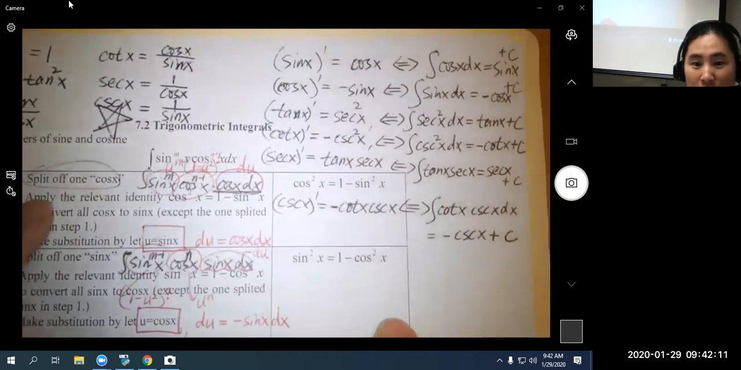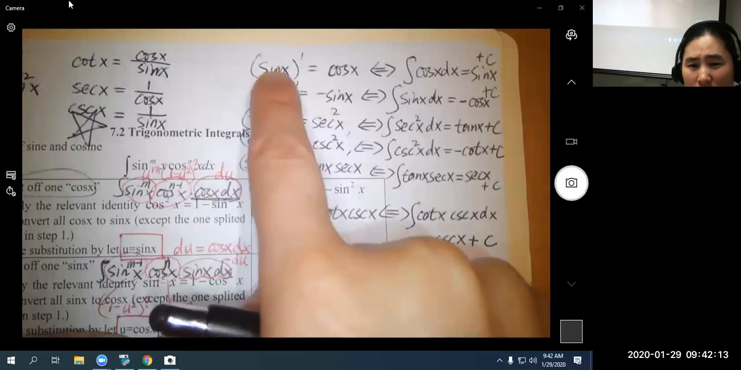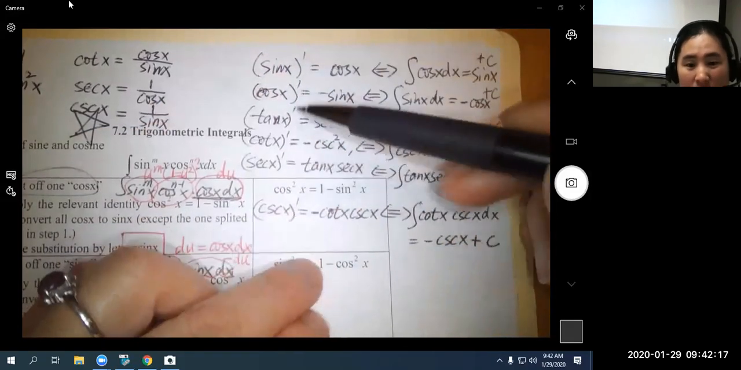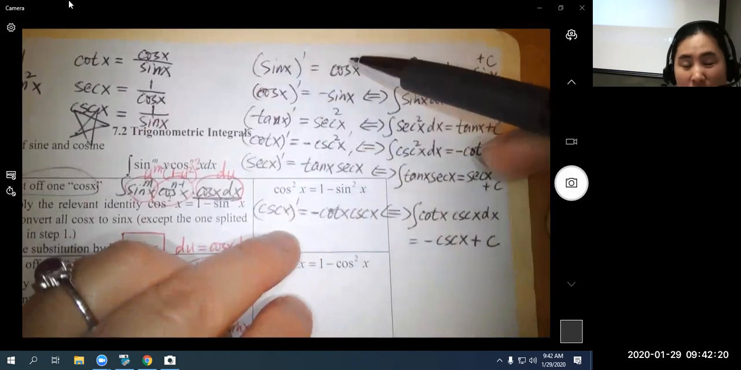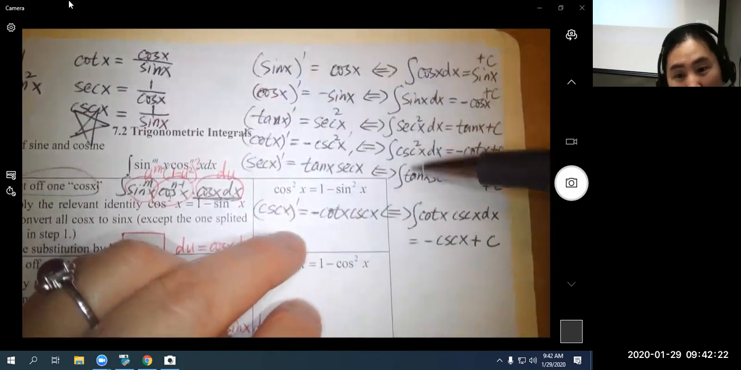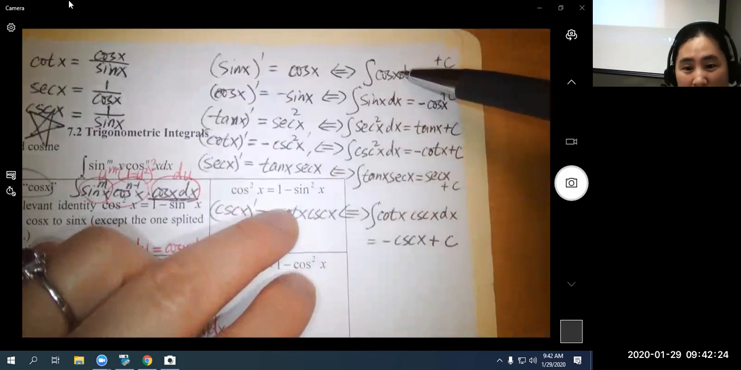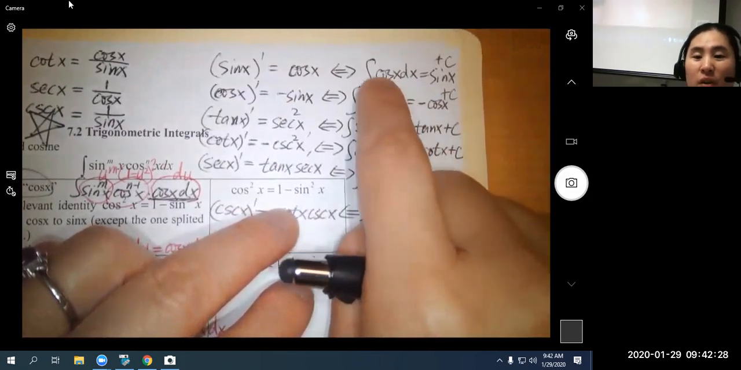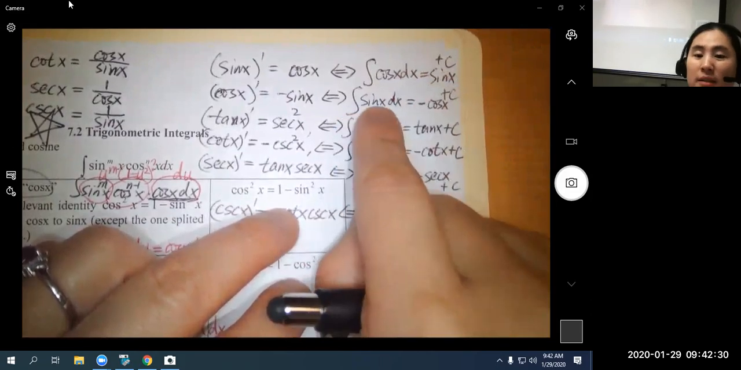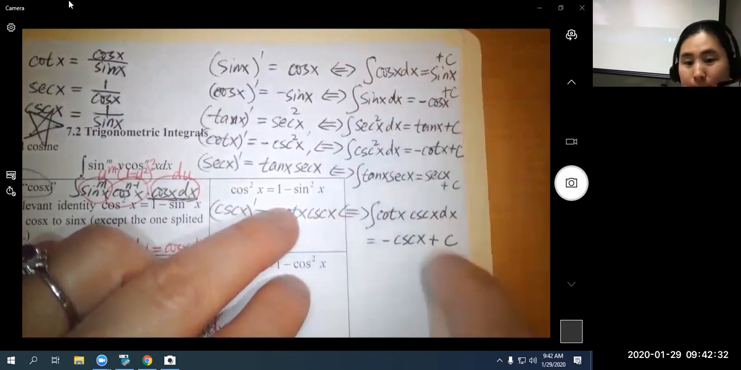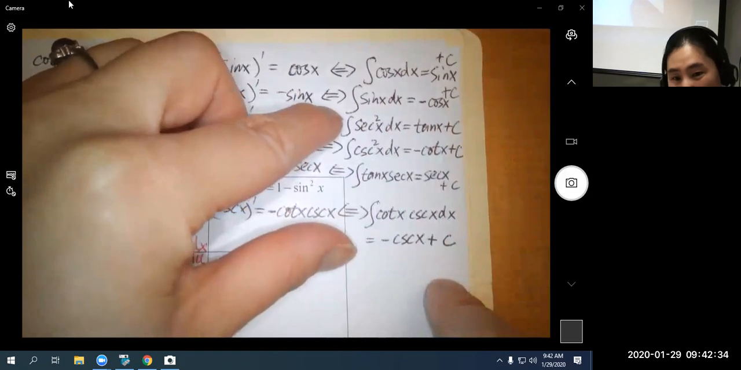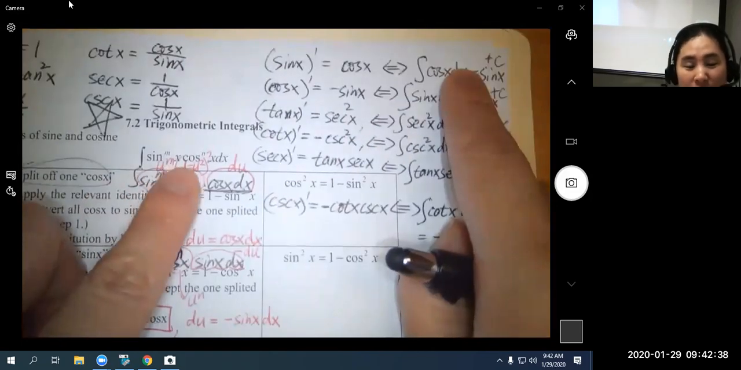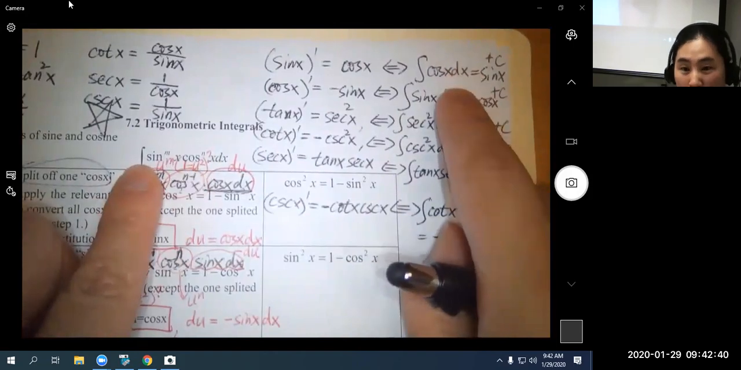And this is what we did last time: for the 6 basic trig functions, what are their derivatives, and correspondingly, what are the corresponding integrals. For the sine and the cosine, you should know that the antiderivative for cosine is sine, and the antiderivative for sine is negative cosine. Today we don't have time to review these, so you can review this type of integral by yourself later.